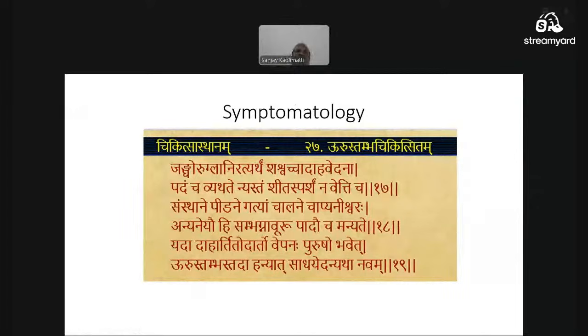Uru padocha mannate, as if there is a fracture of Uru and Pada, that it's not listening to my word, it's completely dislocated or fractured and it's not useful. Like that he feels. Some patients will tell me the same symptoms.